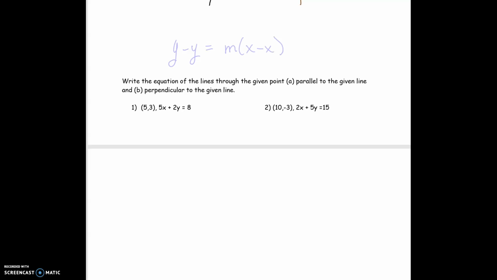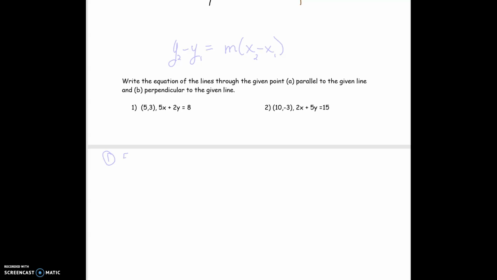Some of you are like, Miss Hanson, it's y2 minus y1, x2 minus x1. You can put those little numbers there if you want. I don't care, but this is how we're going to do it. Okay, so here we go. First thing you're going to do is find me the slope.